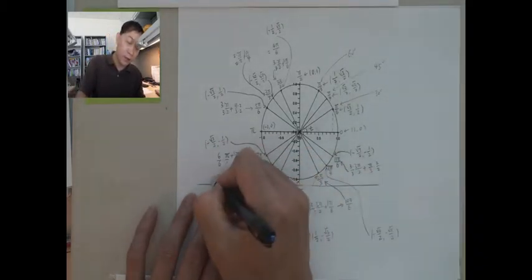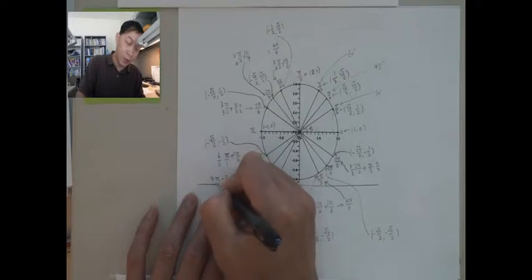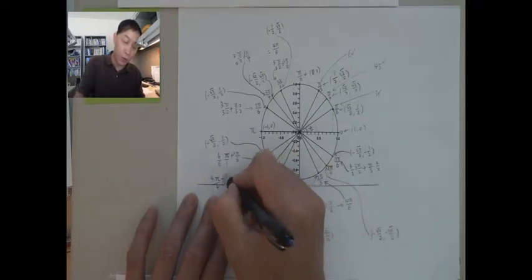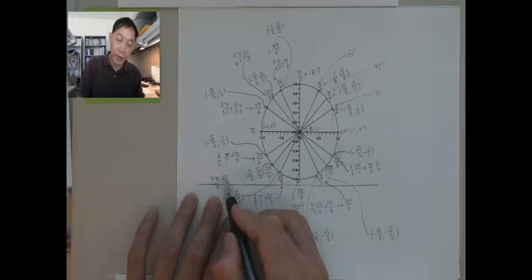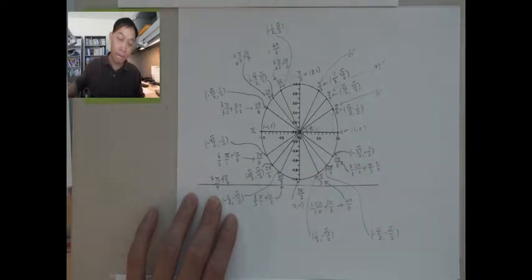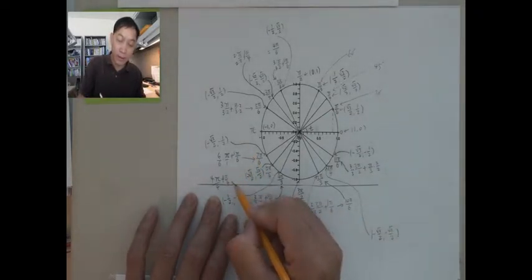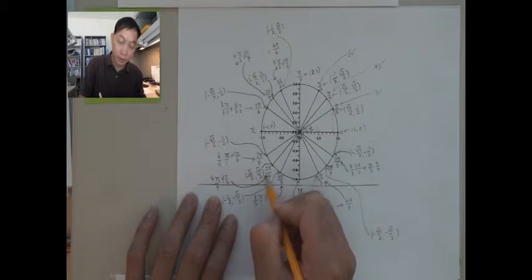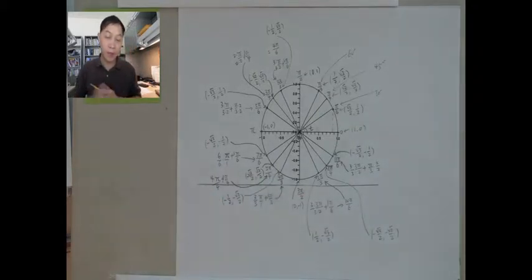Then you multiply both numerator and denominator by 4, and you have 1 here. 4 plus 1 is 5. Okay, you get that. So 5 pi over 4.